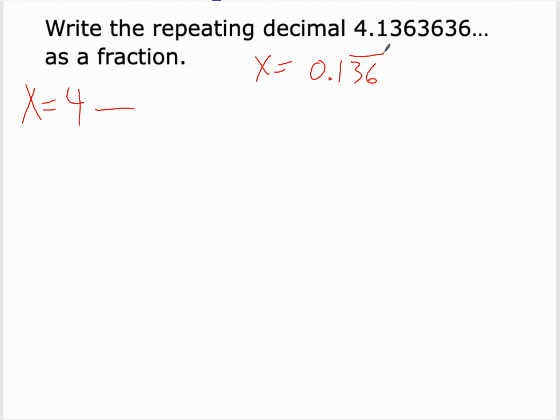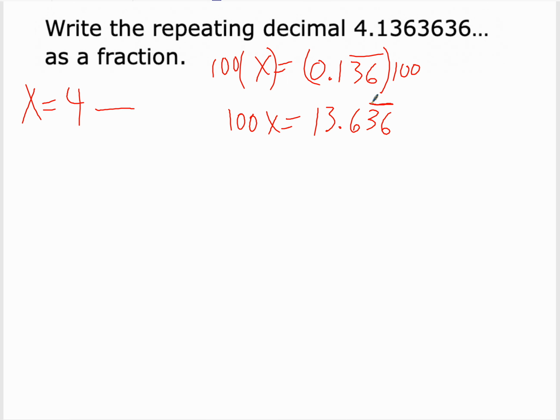0.136 repeating. But you have to times this by 1,000. How many digits repeat? Oh, 2. Still only 2 digits repeating, so what do I multiply by? 100. There you go. So 100x equals 13.636. And notice where I'm putting the repeating bar.